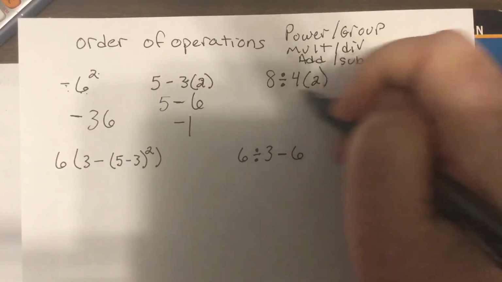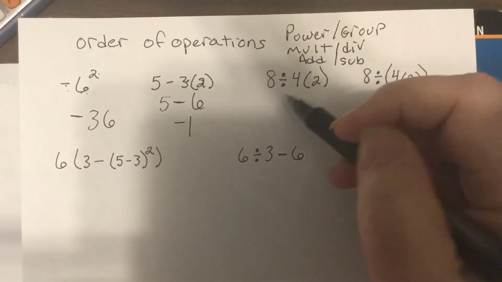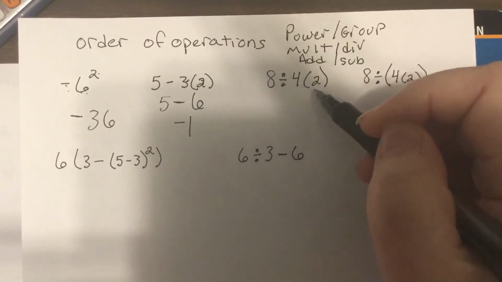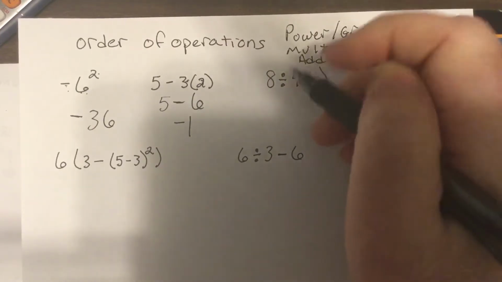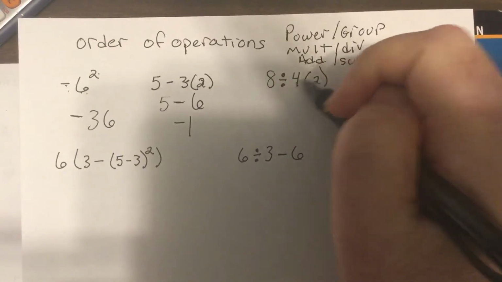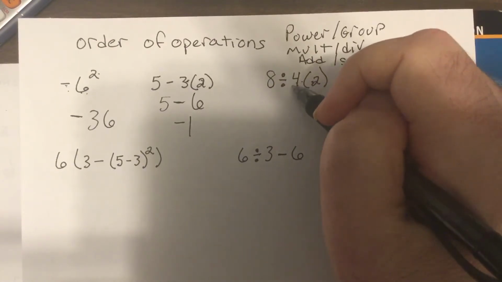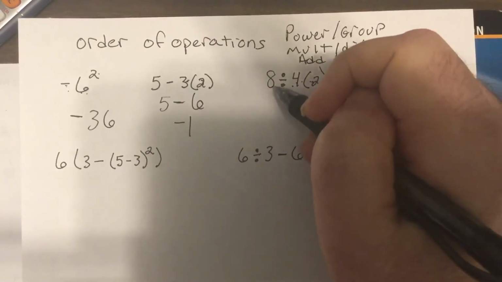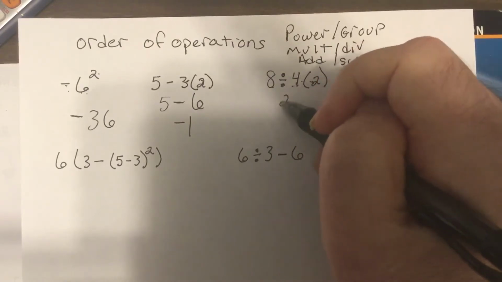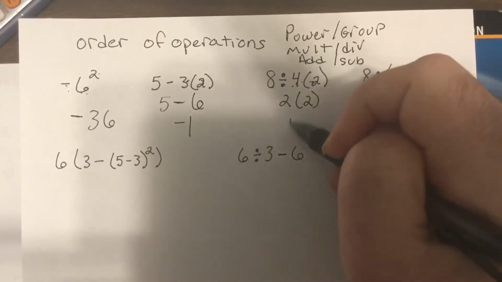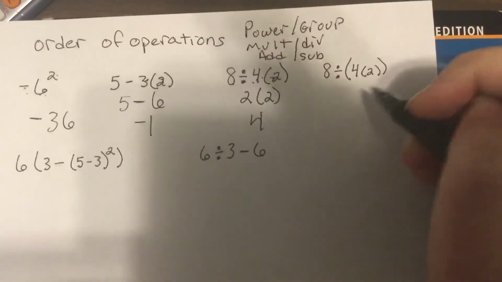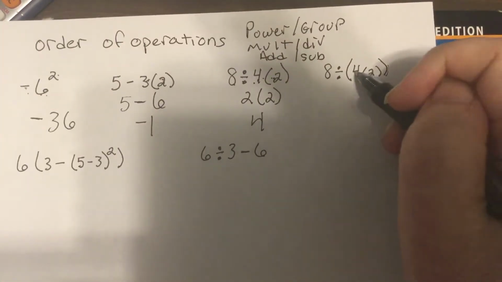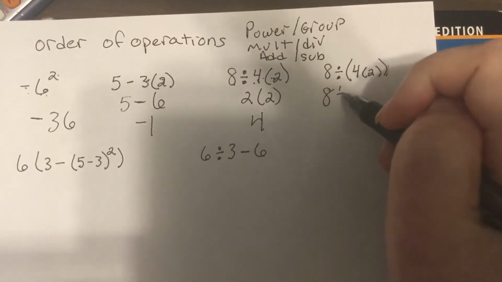Now, this is the one most people get wrong. So I want you to do this one right now. Hurry up. Most people do 4 times 2 is 8, but no. Division and multiplication are the same level, so it's 8 divided by 4 is 2. 2 times 2 is 4. Then this one, you've got grouping, so 4 times 2 is 8. 8 divided by 8 is 1.